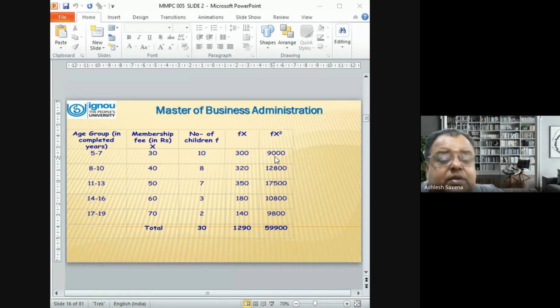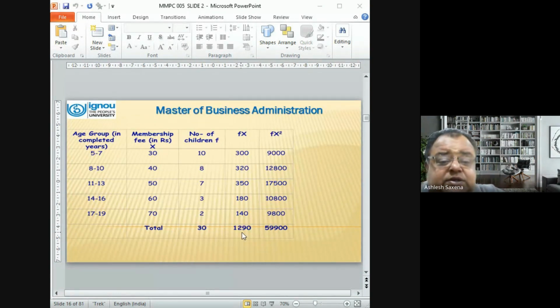fx square. Square it. Square of what? x square. X is where? This. 30 square is 900. 900 into 10 is 9,000. 40 square is 1600. 1600 into 8. This will come out to be this. Similarly, 2500 into 7. This one. Add up. You will get 59900. That is summation of fx square.